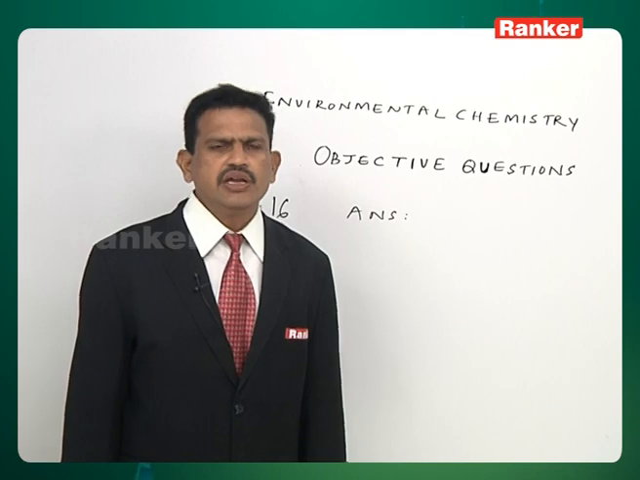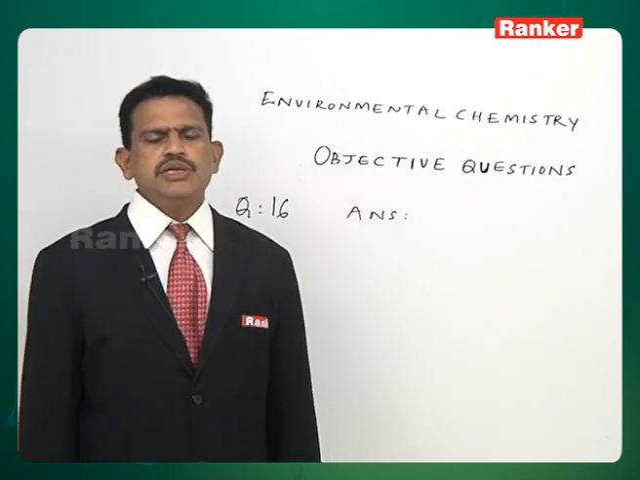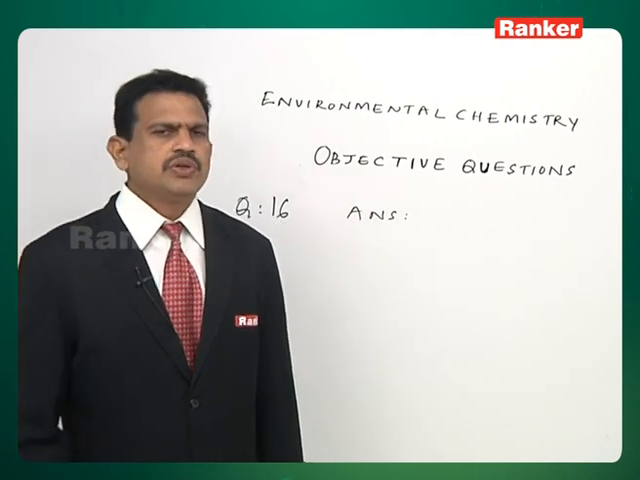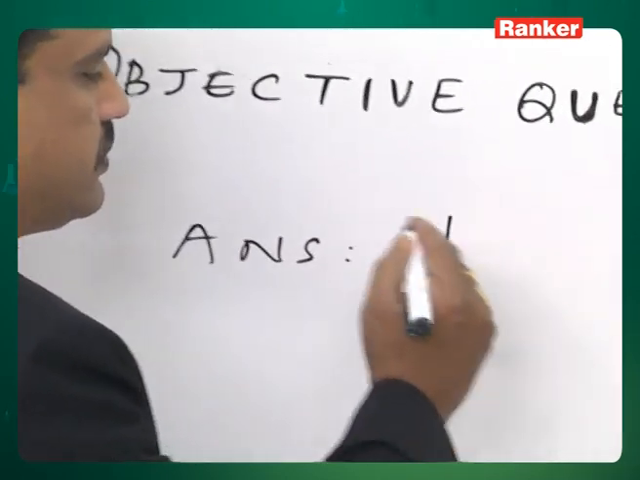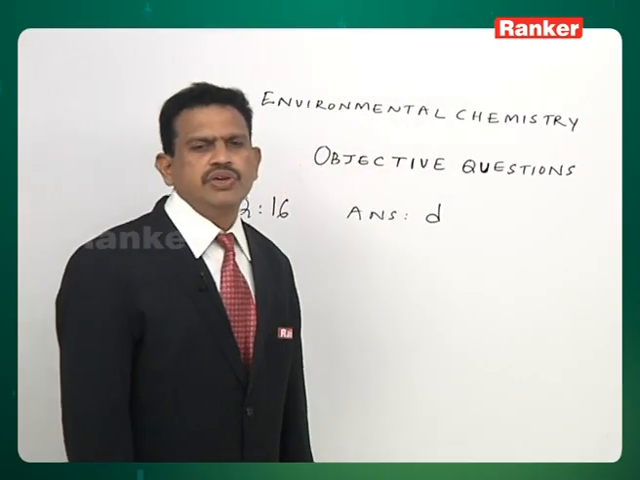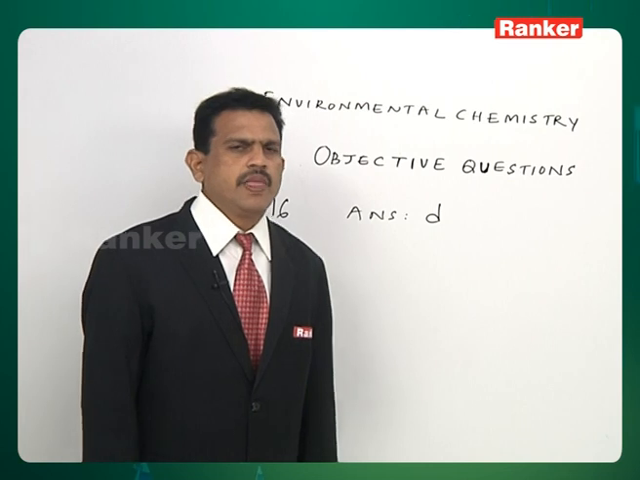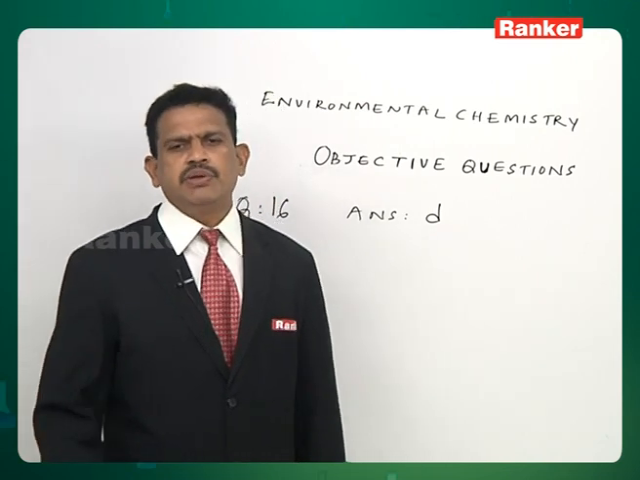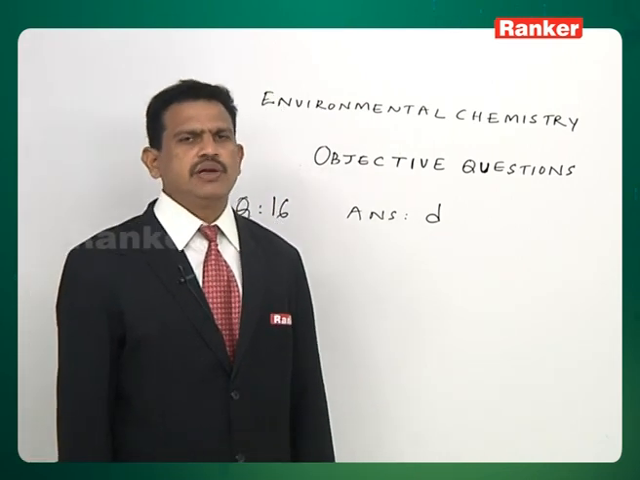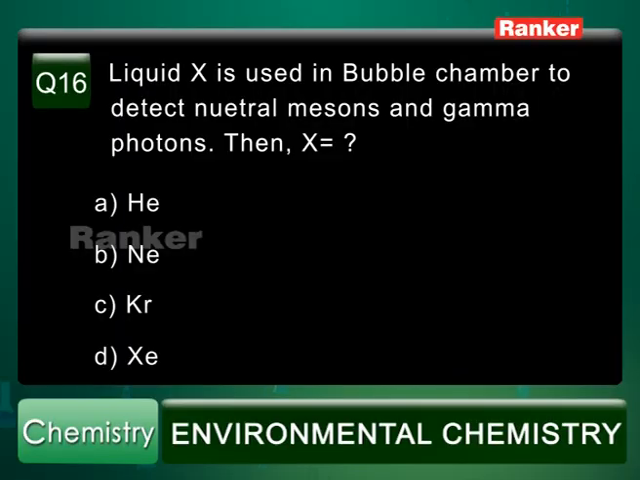So what could be the liquid X used in the bubble chamber experiment? Options: A, helium, B, neon, C, krypton, D, xenon. So we can go for option D. In the bubble chamber, we can go for a xenon liquid, liquefied xenon gas. It can be used for detecting mesons and photons. So we can go for answer D on this question number 16.